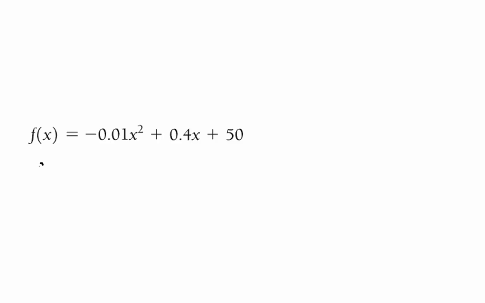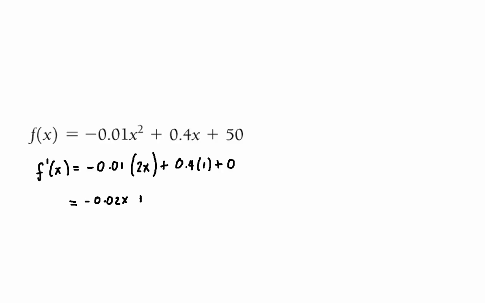Well, it doesn't. They're just a constant, so you pull it out of your derivative, so 0.01 times the derivative of x squared. For the derivative of x squared, you get 2 times x to the 2 minus 1, so just 2x, and then plus 0.4 times the derivative of x, which we said was 1, plus the derivative of 50, that's a constant, so that's 0. So you just get negative 0.02x plus 0.4. So there's nothing different. It's just what numbers you use.